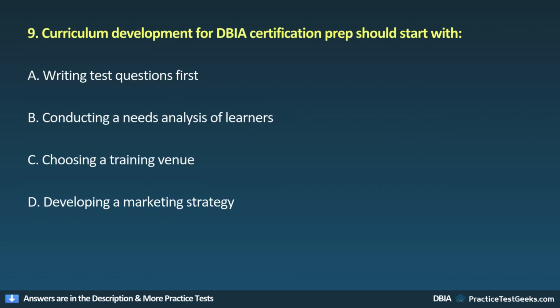9. Curriculum development for DBIA certification prep should start with A. Writing test questions first. B. Conducting a needs analysis of learners. C. Choosing a training venue. D. Developing a marketing strategy.